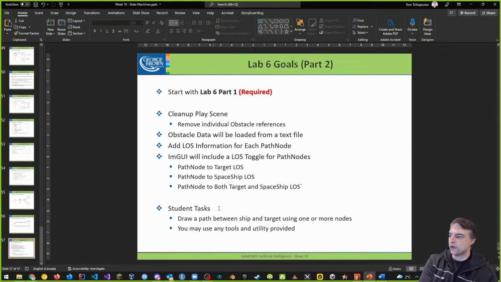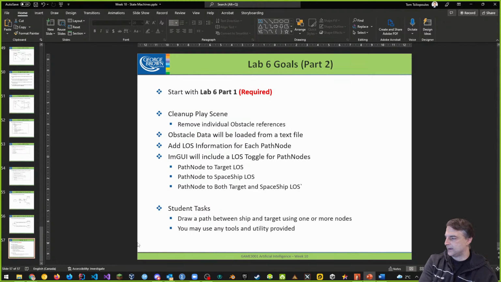Stuff that you're going to have to do this week as a student: we're going to set this up for you, and your job this week is to draw a path between the ship and the target using one or more nodes, and you may use any tools and utilities provided. When we say one or more nodes, I want you to think about finding the nearest node with line of sight to the player.